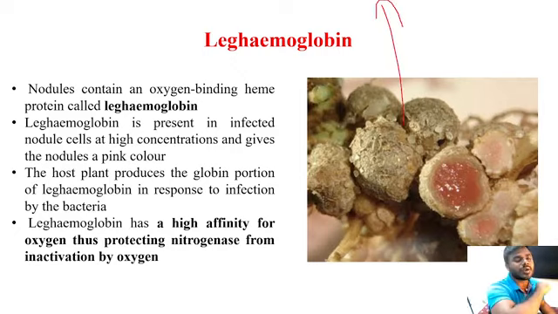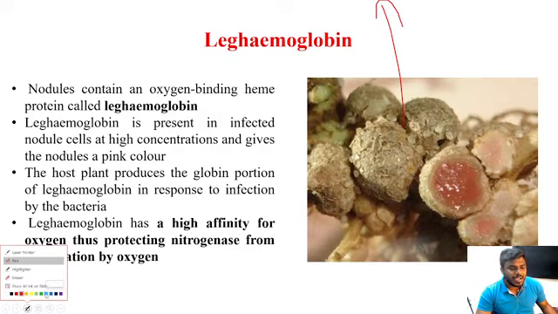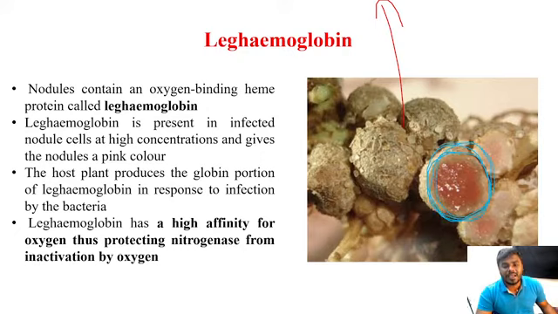So what are the nodules going to do? Everyone pay attention, look into this beautiful diagram. What does the nodule contain, friends? It contains an oxygen-binding heme protein. What do you call it, my friends? We call it leghemoglobin. Now friends, what is the leghemoglobin going to do? We commonly know that hemoglobin gives rise to the red color. But friends, since the leghemoglobin is present in the infected plant cells, in infected nodules, it gives a pink color.